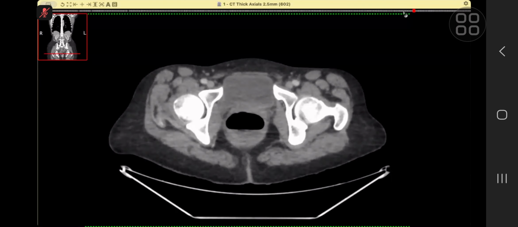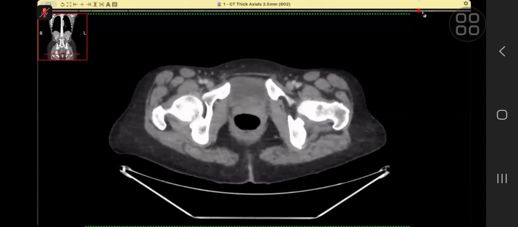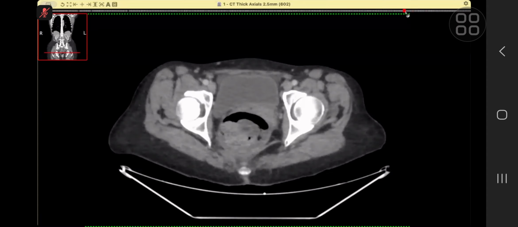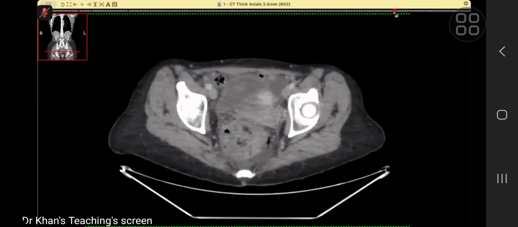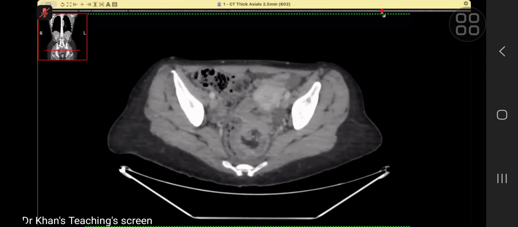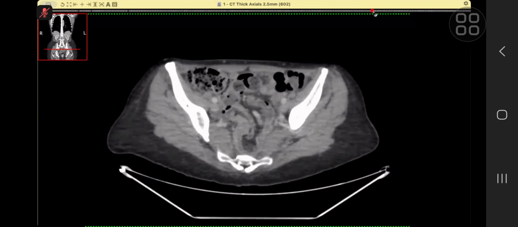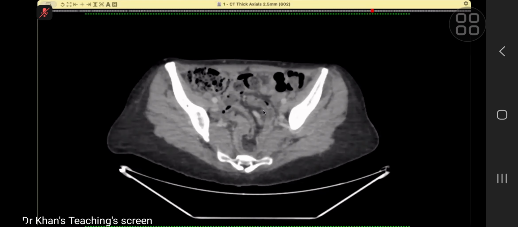So on the scrolled images, there is evidence of bowel within bowel appearance seen in the sigmoid region. Sorry, in the rectosigmoid region. Sir, I would like to see these images in another plane, probably coronal or sagittal.